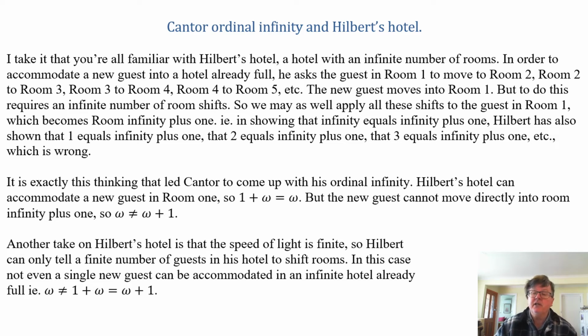A third take on Hilbert's Hotel is that the speed of light is finite, so Hilbert can only tell a finite number of guests in his hotel to shift rooms. In this case, not even a single new guest can be accommodated in an infinite hotel already full. And in that case, infinity is not equal to 1 plus infinity, and 1 plus infinity is equal to infinity plus 1. From now on, what I call ordinal infinity is going to have infinity not equal to 1 plus infinity, and 1 plus infinity equals infinity plus 1. This turns out to be much more use than having 1 plus infinity not equal to infinity plus 1.